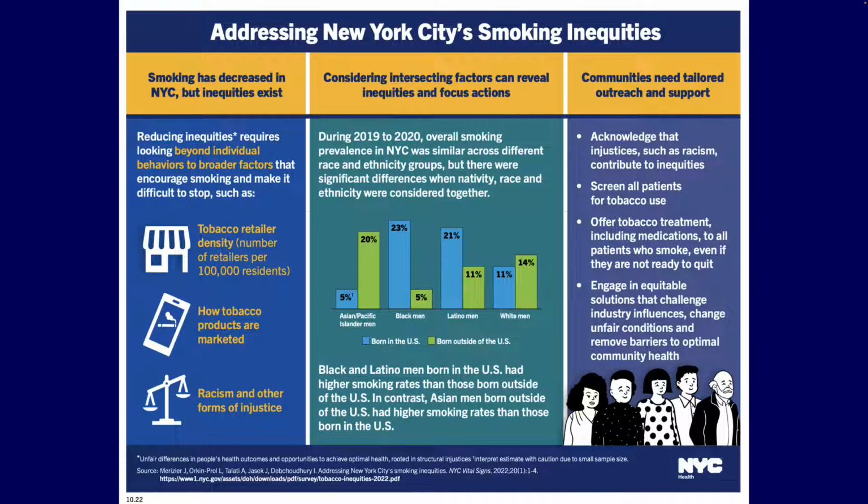And they describe how Black and Latino men in the US had higher smoking rates than those born outside of the US. And in contrast, Asian men born outside of the US had higher smoking rates than those born in the US. Data like these can really help inform tailored outreach to specific communities aimed at mitigating the negative impacts of community level factors that contribute to inequities, such as tobacco retailer density, marketing strategies that are targeted towards certain neighborhoods, and systemic racism.